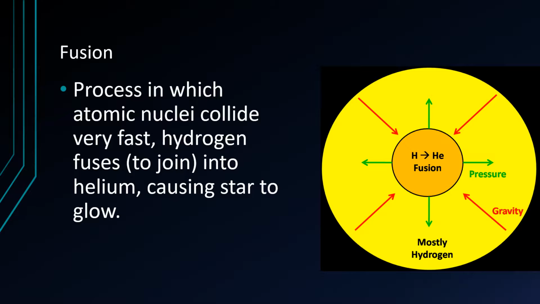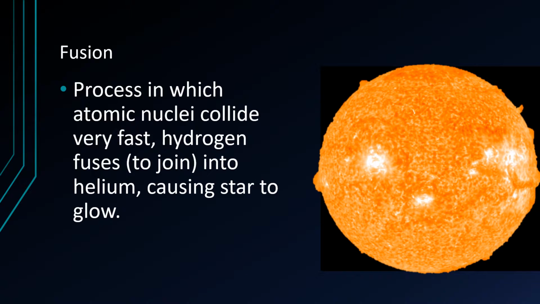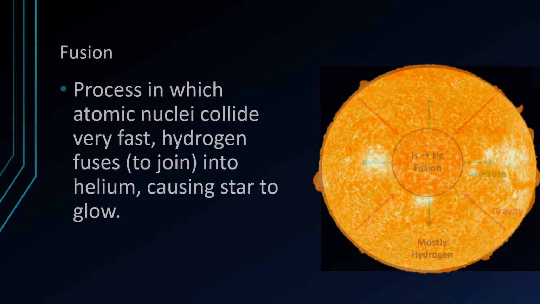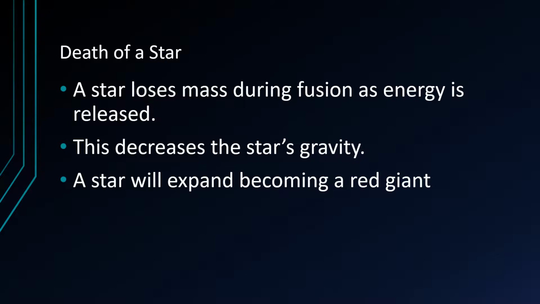And so, as this occurs, the pressure is going to remain the same while it's burning the same element. So all the time it's burning hydrogen, it's going to remain about the same. But over time, this star is going to be burning, but it's going to be losing something. So as a star loses mass during fusion, as energy is released, gravity is going to decrease.